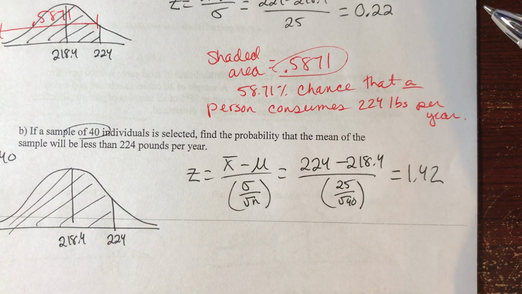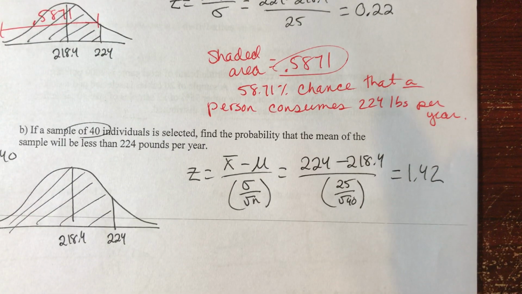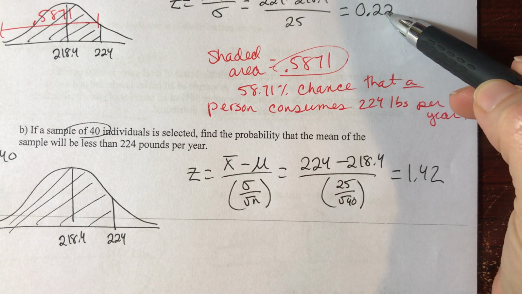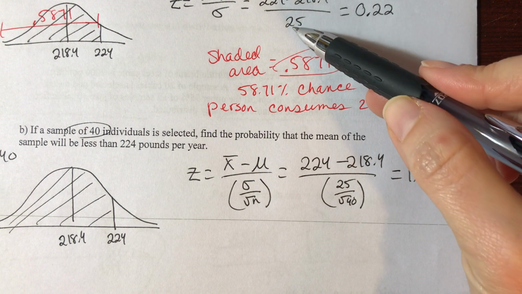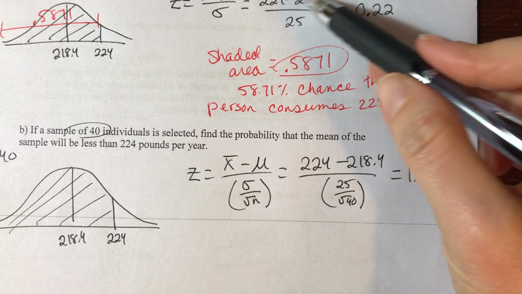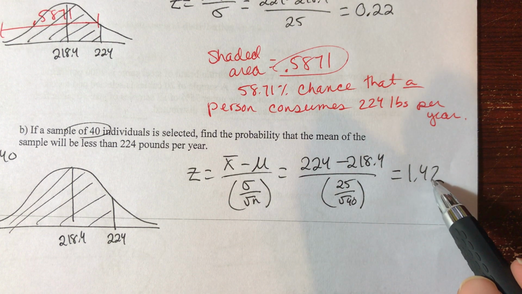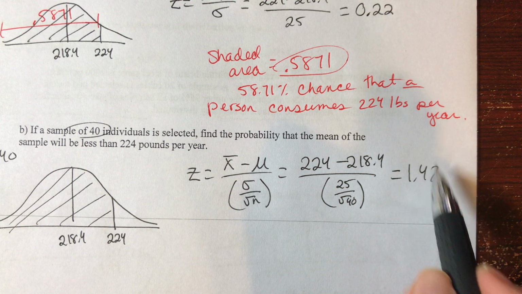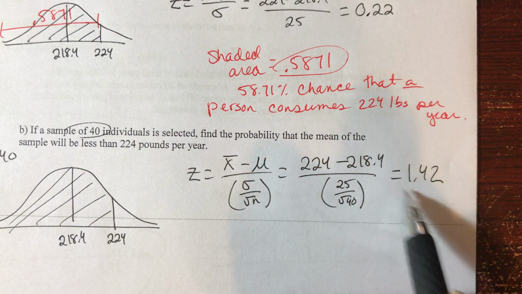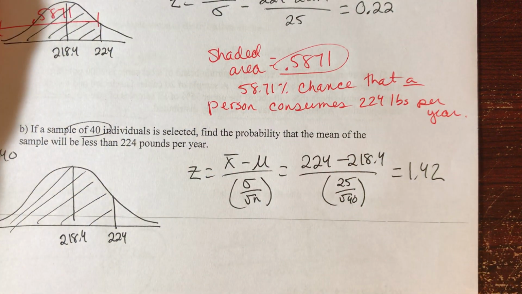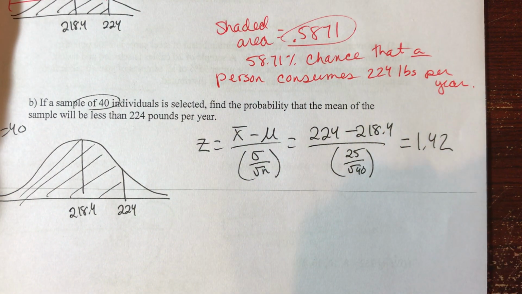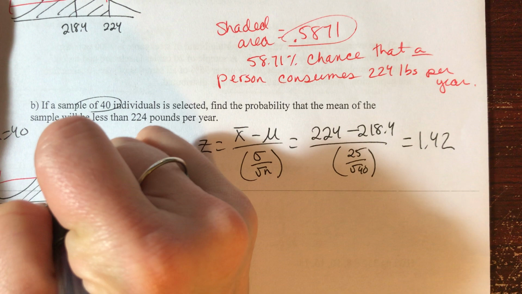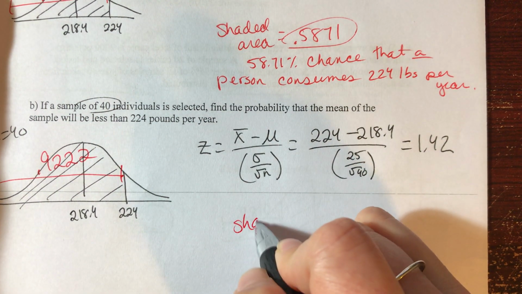Z-scores represent how many standard deviations above or below the mean the data point is. This one is barely above the mean, right? It's barely one, it's not even close to one standard deviation. If a standard deviation is 25, it's only a little less than 5 away. Whereas this, our standard deviation changed because we did 25 divided by root 40. So when you talk about an average, now we are almost 1.5 standard deviations above the mean. When you look up the z-score of 1.42, you wind up with this area being 0.9222, and that's our answer.